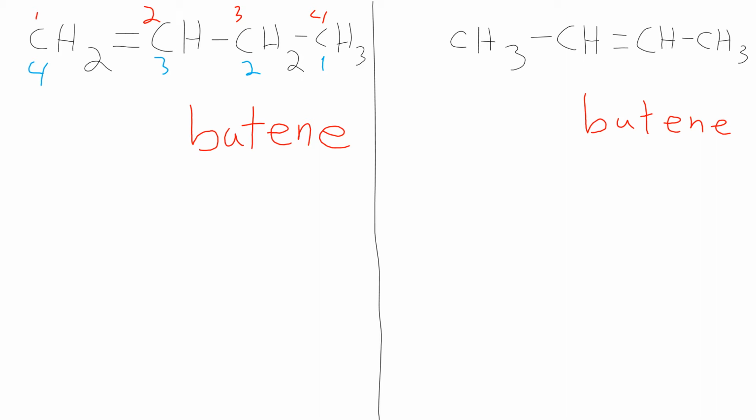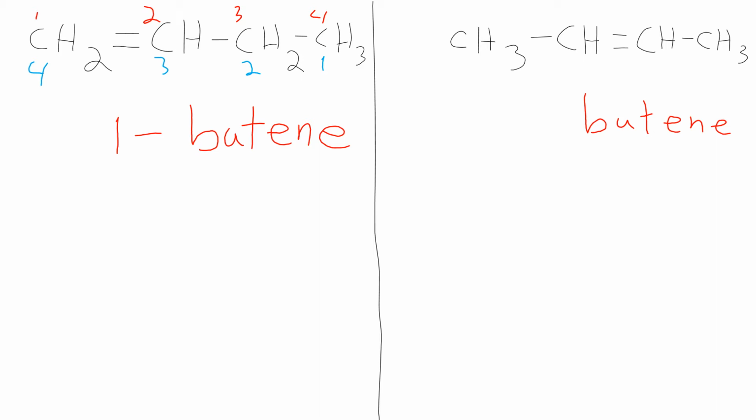So what we want to do is describe where that carbon-carbon double bond starts. And it starts at position 1. So we would call this 1-butene, because the carbon-carbon double bond is starting on that first carbon.